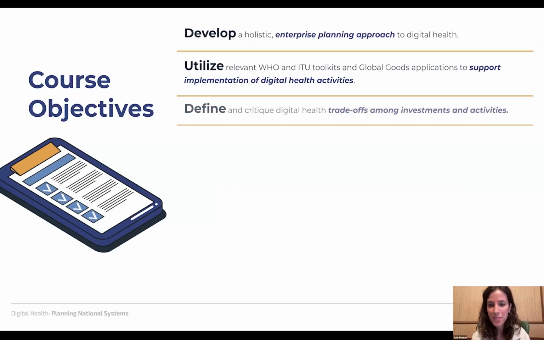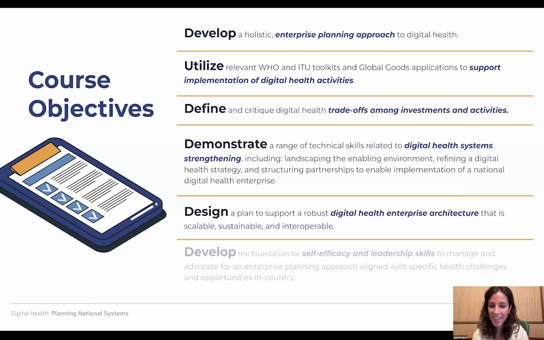And I did pose a question in the chat just to get a sense of how many of you have taken the Digital Health Planning National Systems course in this room. It seems like a good amount of you have, so I won't spend too much time reviewing this, but for those of you who have not, just to give you a sense of this course that Merrick has been talking about, there was this great need. What does this course actually include to be able to support national planners?